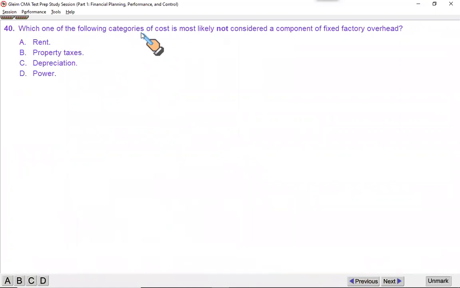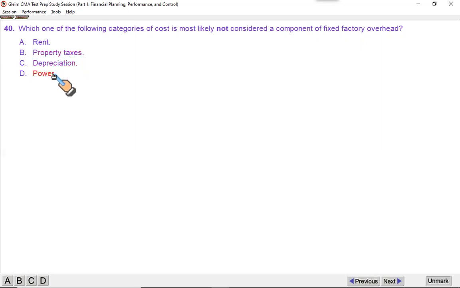Which of the following categories of cost is most likely not considered a component of fixed factory overhead? Rent is a part of fixed factory overhead. Property taxes is a fixed charge. It is a fixed factory overhead. Depreciation is also a fixed factory overhead.